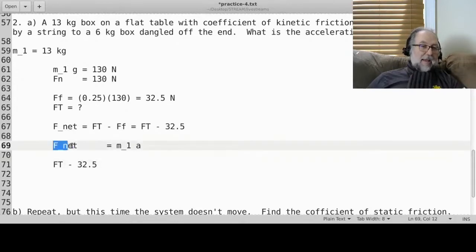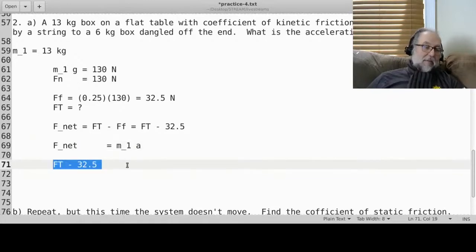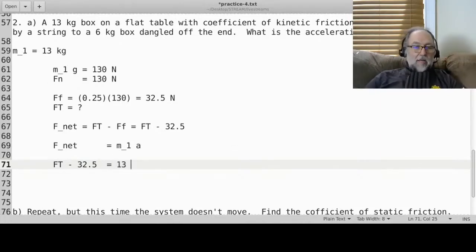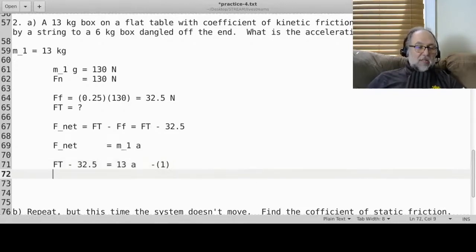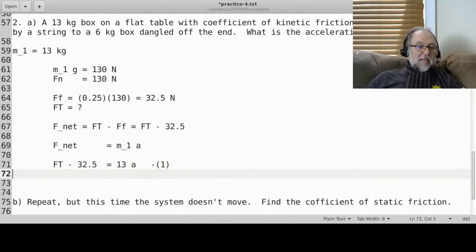So I can't put a number in for F net, but at least I can go part of the way there and put Ft minus 32.5. That's got to equal m1 times a. Do I have a number for M1? Yep, 13. Do I have a number for a? Nope. And so that's it. That's as far as you can go, and we'll call that equation number 1. You can't solve it yet, but it's something.